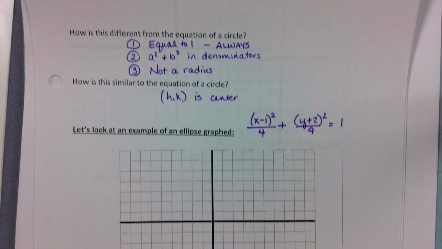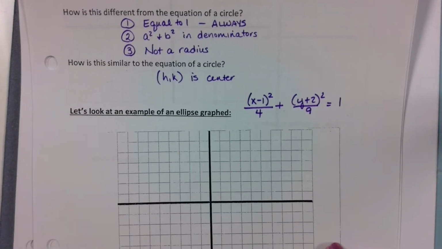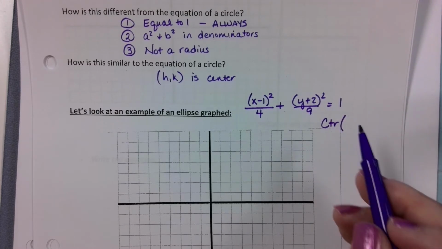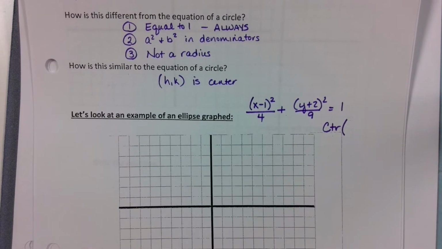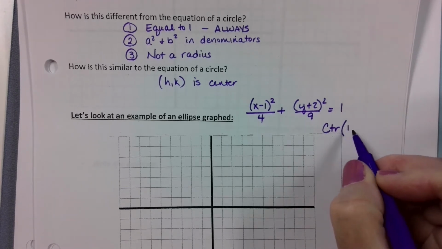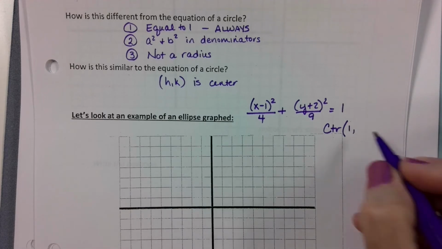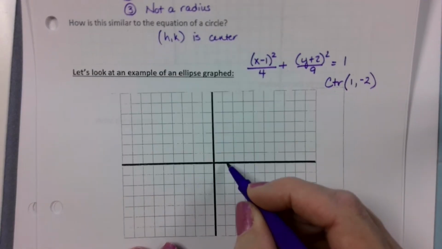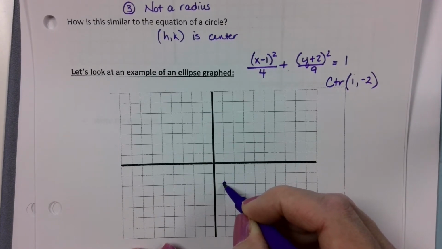So what we want to do is we want to identify the center. Can anyone tell me what the center of this ellipse is going to be? Positive 1 is correct. What's the other one? Negative 2. Okay, positive 1, negative 2. So let's go ahead and plot that point. So 1, negative 2. We're going to plot that point.